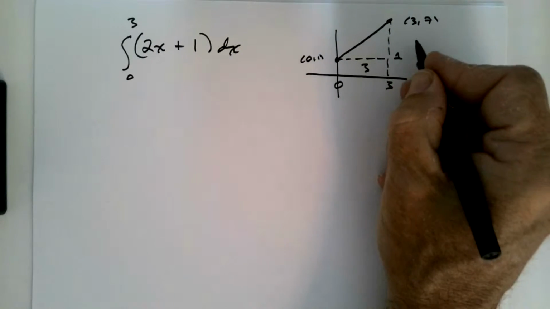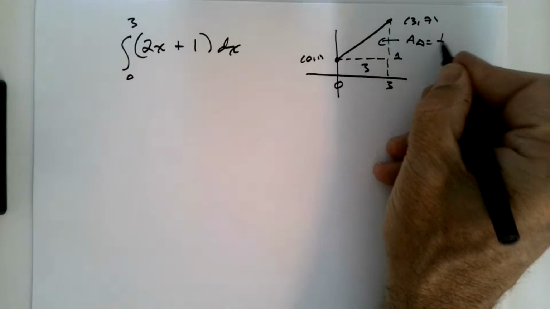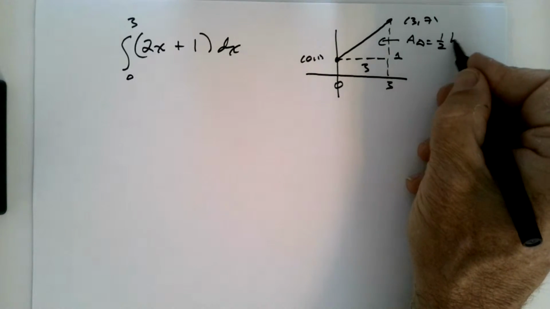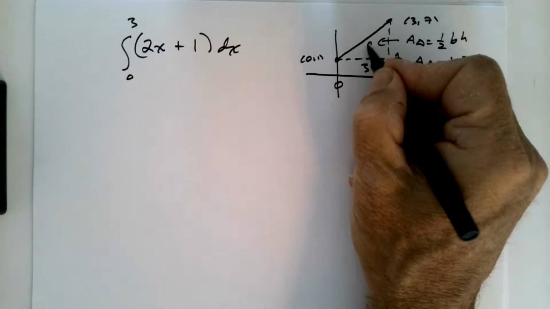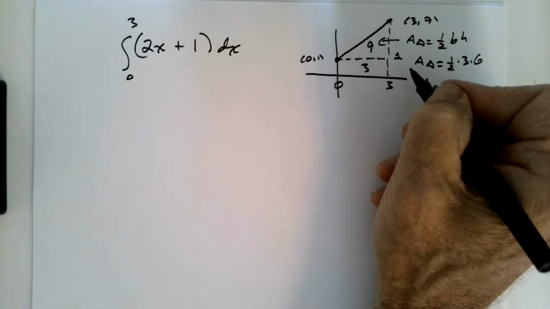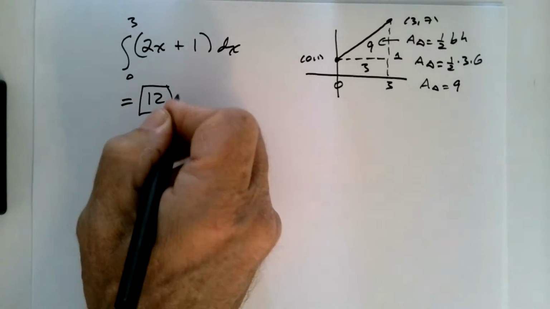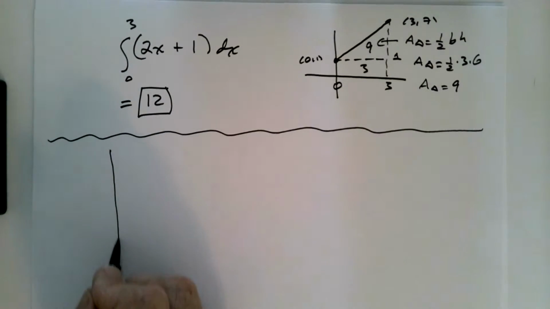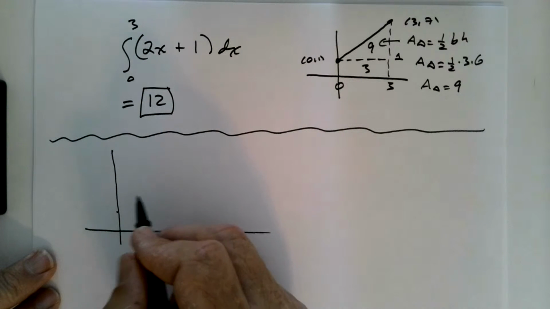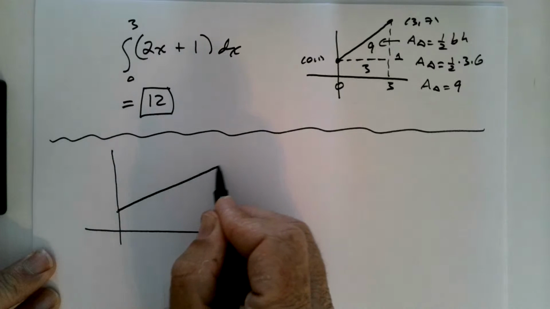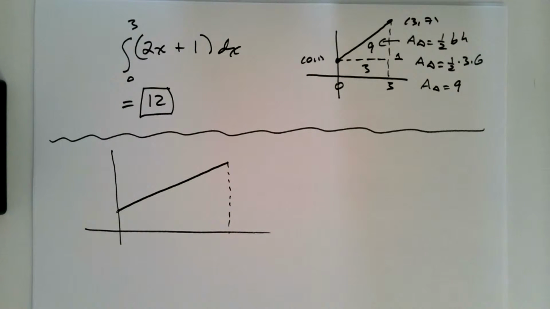From 1 to 7, the area of this triangle is 1/2 base times height. The area of the triangle is 9. So if that's 9 and that's 3, obviously not drawn to scale, this thing should be 12. So I'm going to exaggerate this a little bit, and we're going to see what this is going to look like.